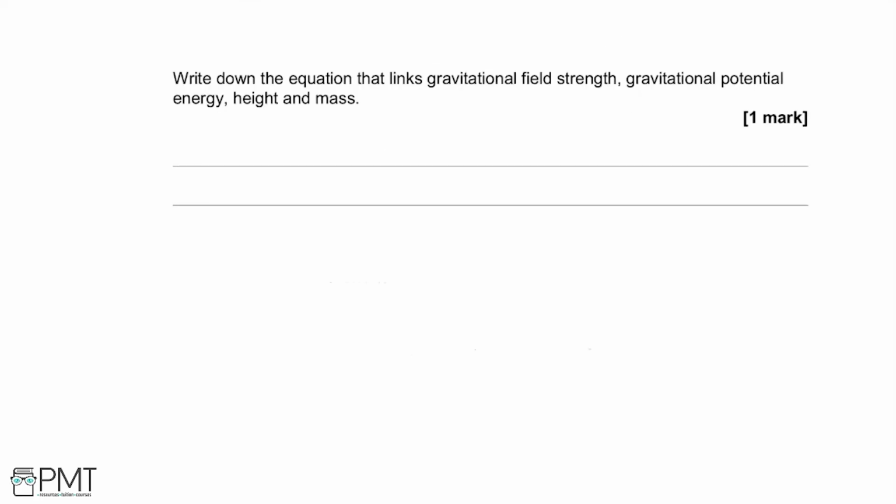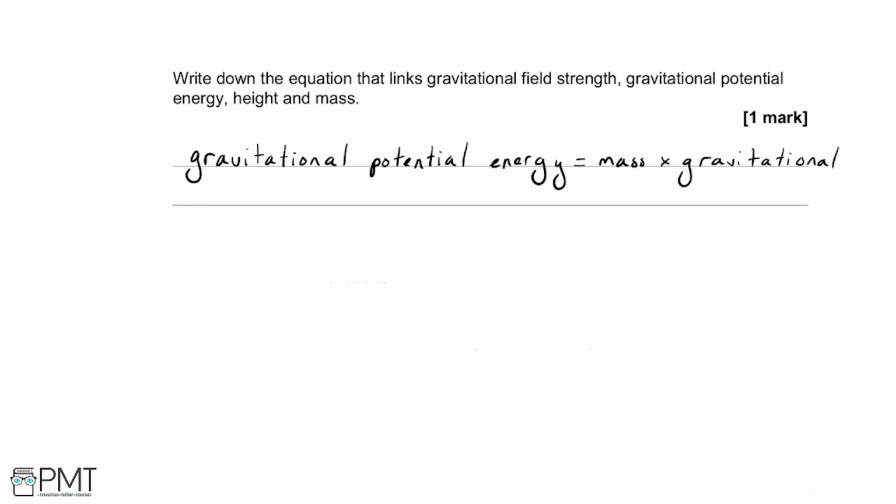Next, we're told to write down the equation that links gravitational field strength, gravitational potential energy, height, and mass. This is an equation that you need to remember for the exam. It won't be on your formula sheet. So the equation is gravitational potential energy equals mass times gravitational field strength times height. And as I said, that's just an equation that you'll need to know for the exam.